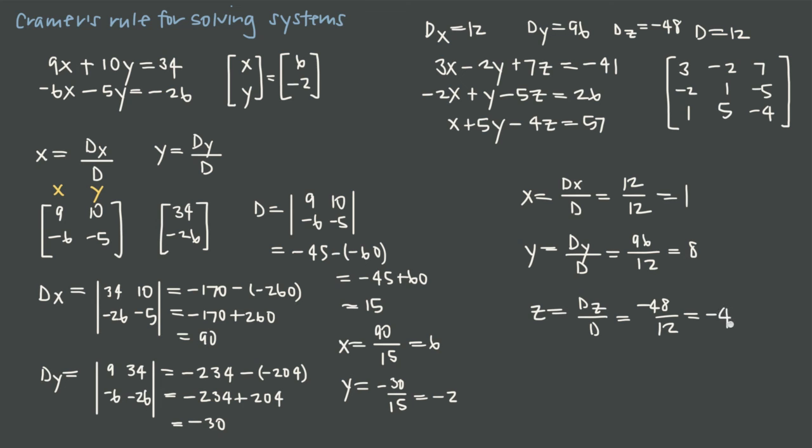or negative 4. So then the solution to the linear system of 3 equations will be x, y, z is equal to 1, 8, negative 4, which we found using Cramer's rule.